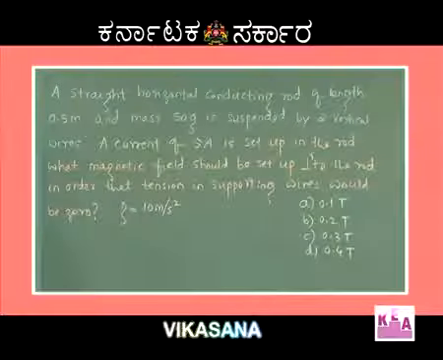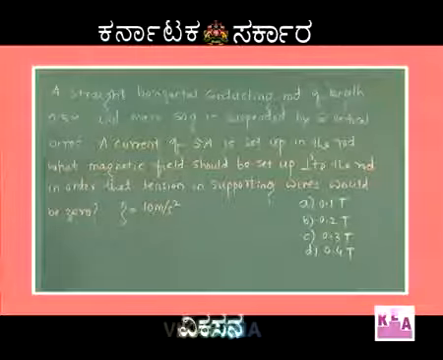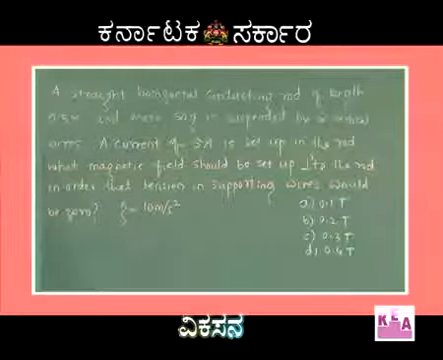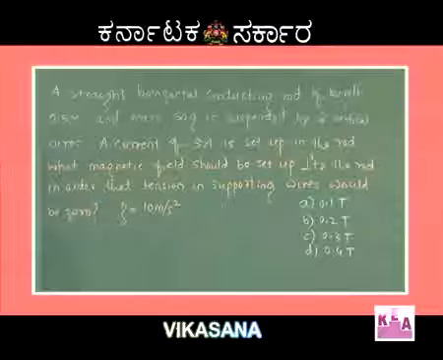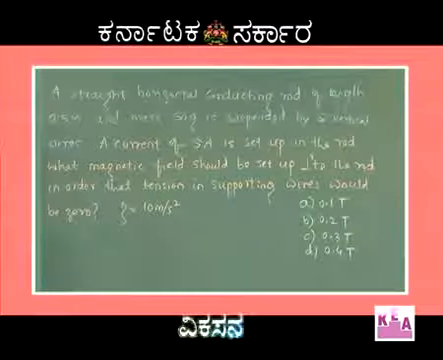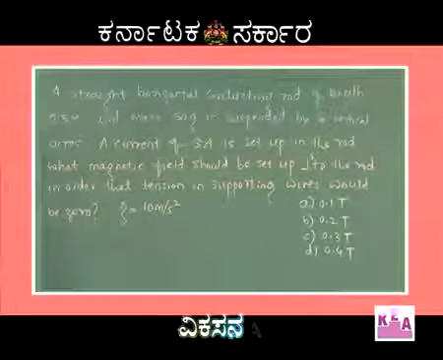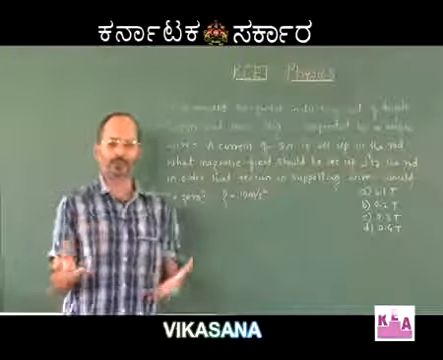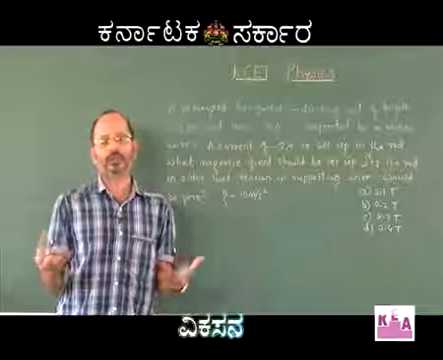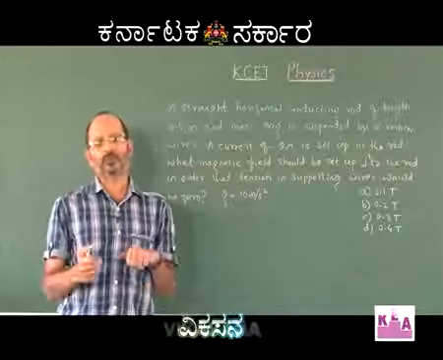Let us read the problem and see how does this connect with the given situation. A straight conductor, horizontal conductor of length 0.5 meters and mass 50 grams is suspended by two vertical wires. A current of 5 amperes is set up in the rod. What magnetic field should be set up perpendicular to the rod in order that the tension in the supporting wires would be 0? Right. So, he wants here the weight of the rod to be supported by the force that the rod would experience due to the magnetic field.